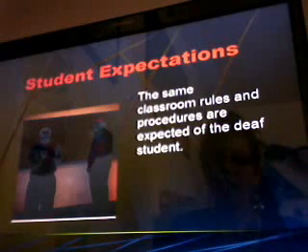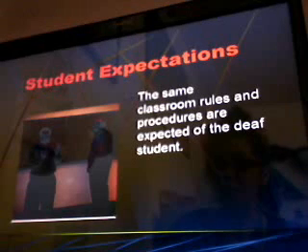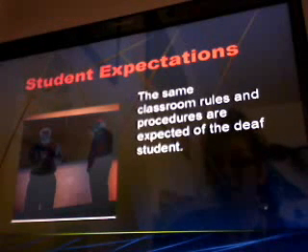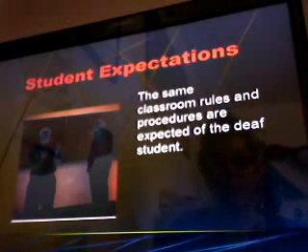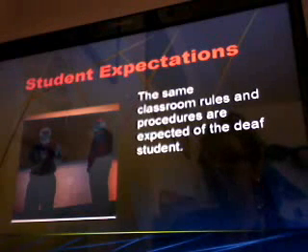And for student expectations, the same classroom rules and procedures are expected of the student who is deaf as every other student. They are no different in any way.